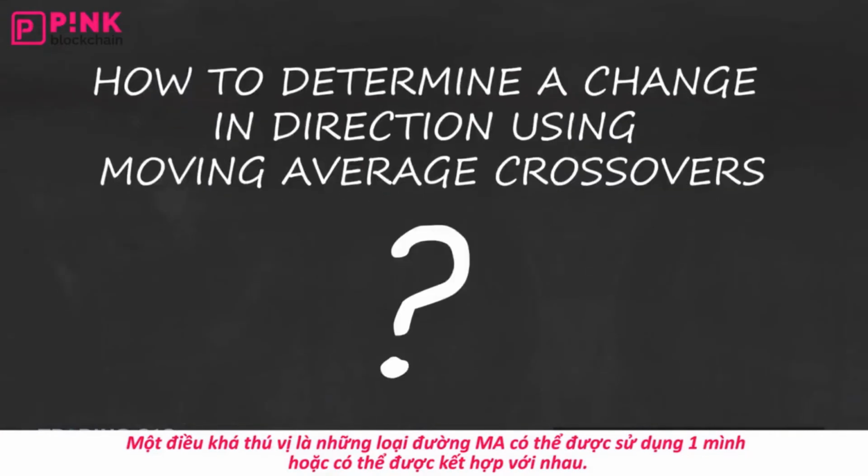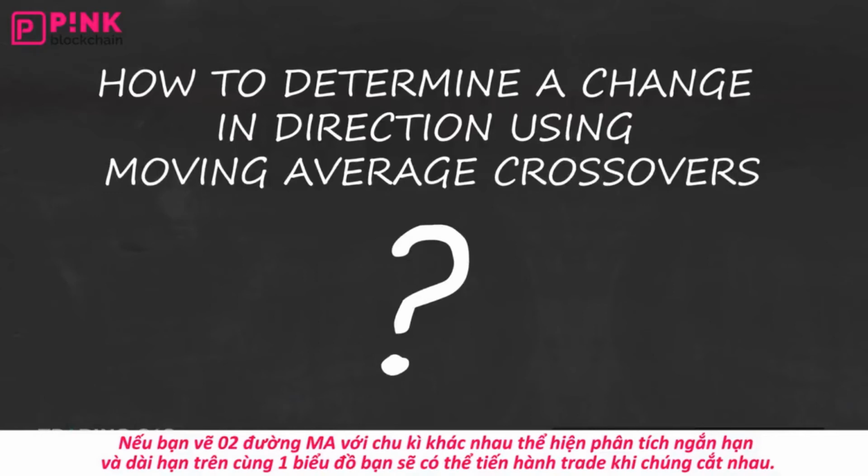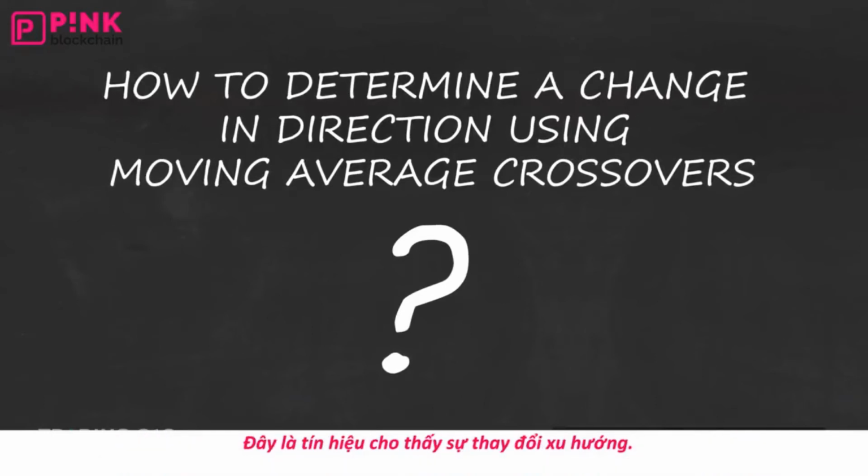The interesting thing about moving averages is that they can be used alone or in combination with other moving averages. So when you place two moving averages on one chart with different periods reflecting a short-term and a longer-term trend in price, you have the opportunity to trade moving average crossovers. They can be used to determine when a trend has changed direction. Let's show you what we mean.